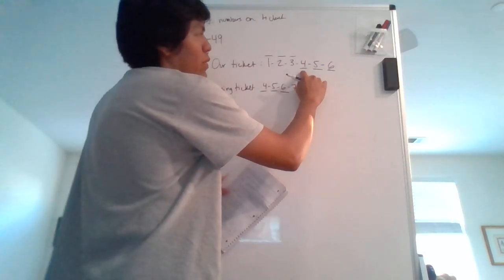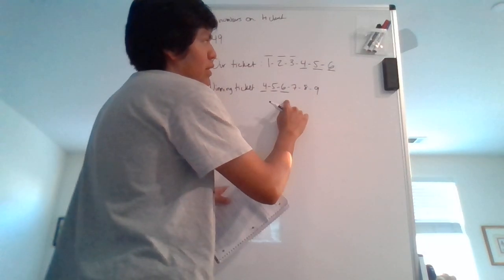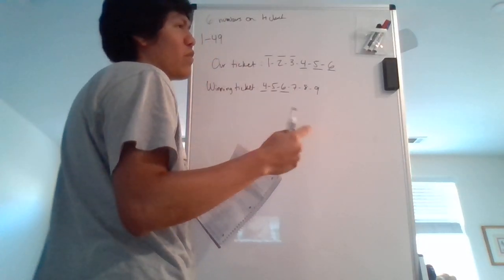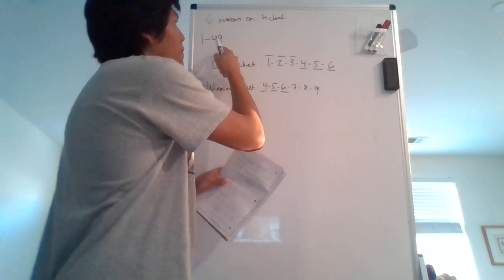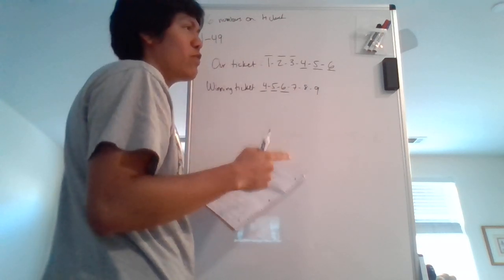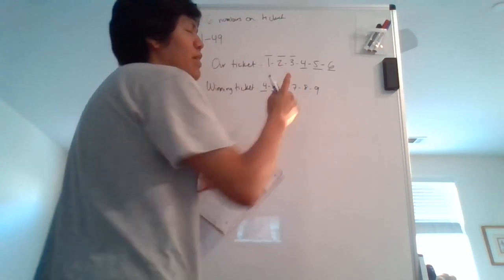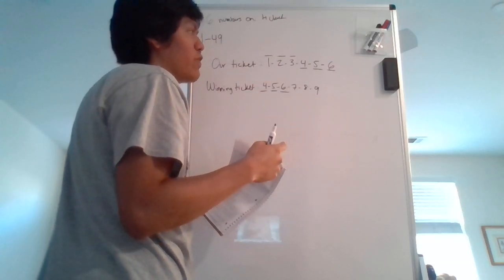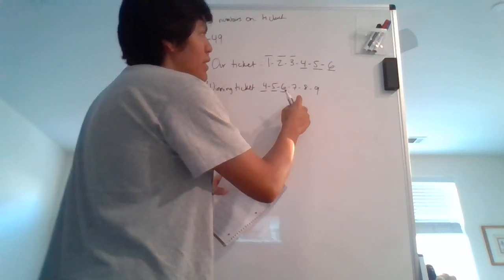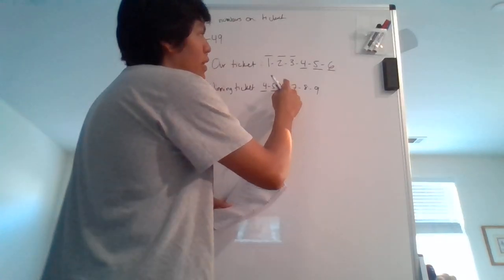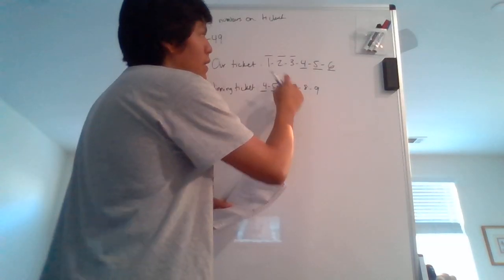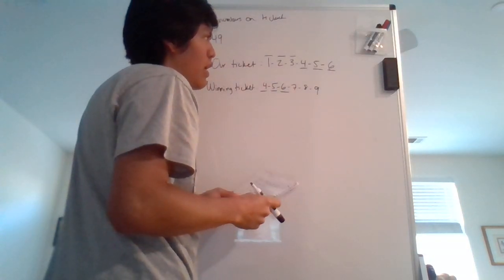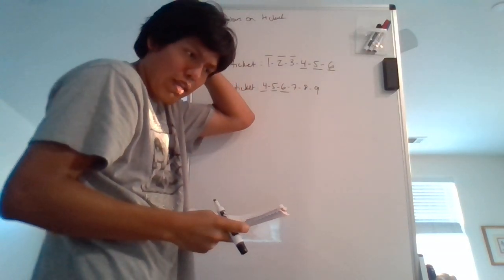So, like I said, 3 of our numbers match with the winning ticket. Okay, that means that we have 46 numbers left to choose from for these 3. But actually, no, it's 43 numbers that we have to choose from, because these numbers can't match these.